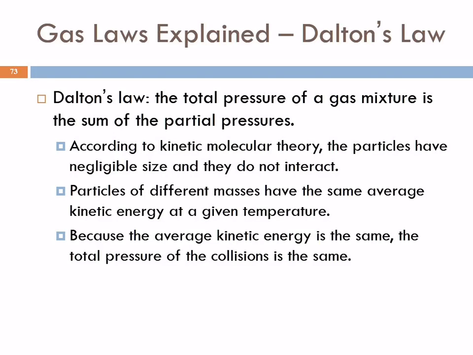just for reference, kinetic energy is equal to 1/2 the mass times the velocity squared. So if two particles have the same kinetic energy and one has larger mass, then it must have a smaller velocity. So the large particles are moving more slowly, the smaller particles are moving faster. But when they impact the wall, if they have the same average kinetic energy, they're going to exert the same average force, because the force is also related to their mass and their velocity.